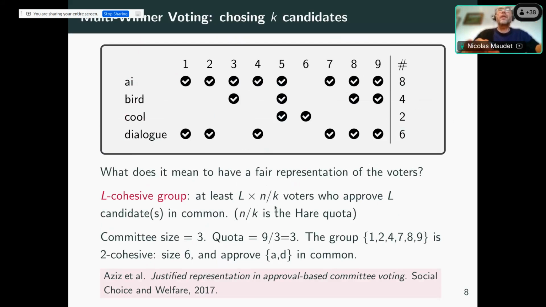So for instance, here you have 9 voters, and the size of the committee is 3. The quota is then 3. And so the group, if you take 1, 2, 4, 7, 8, and 9, this is a 2-cohesive group because it has size 6, so that's twice the quota. And indeed, they approve A and D in common, A being AI and D being dialogue. So this is a notion.